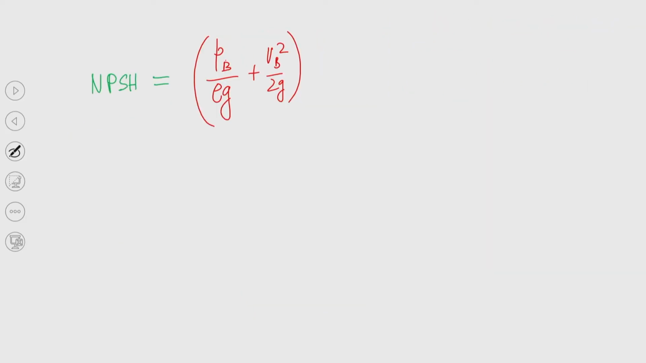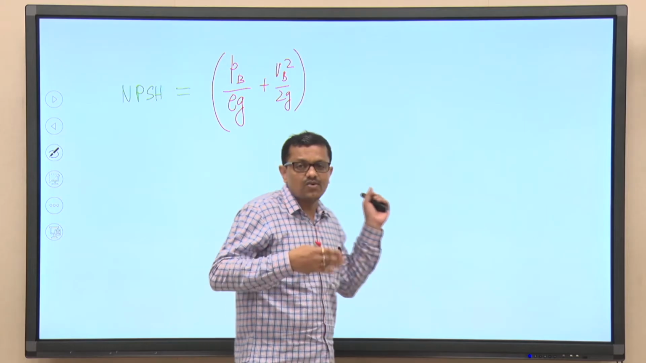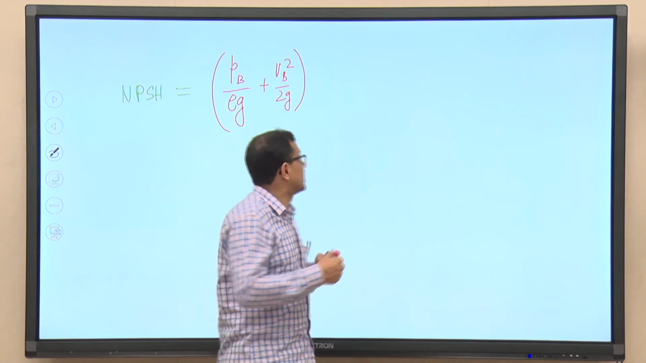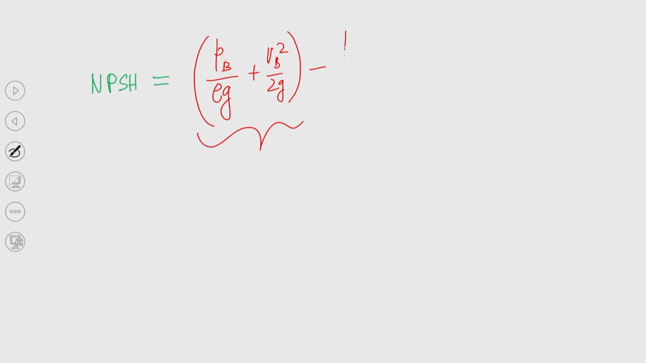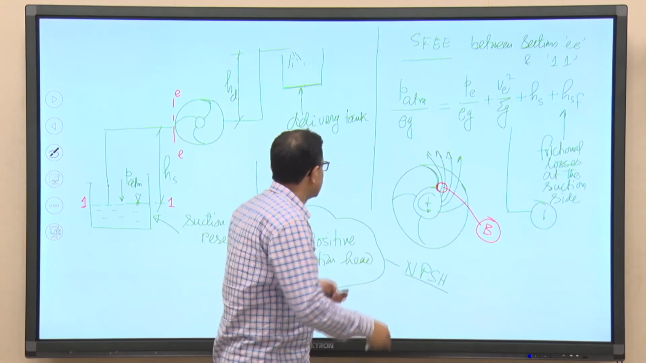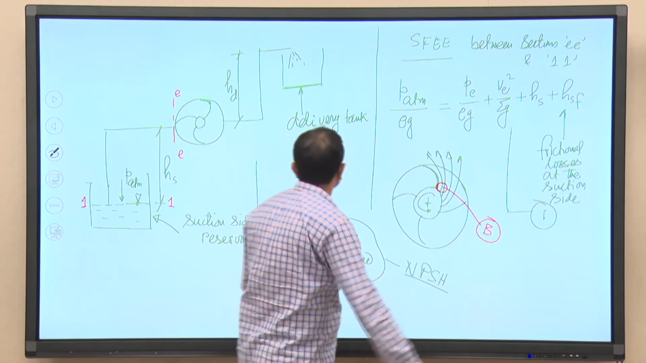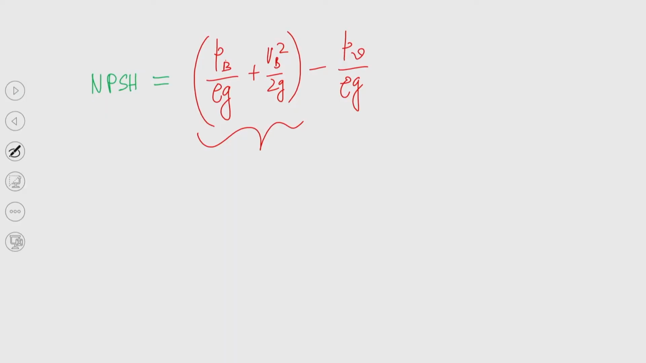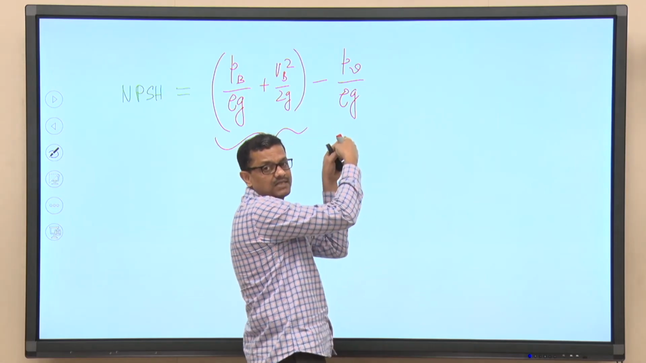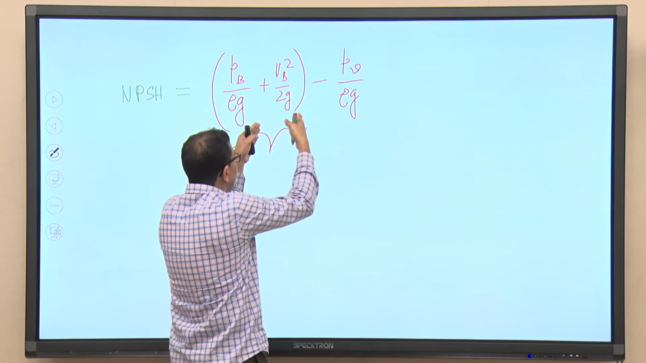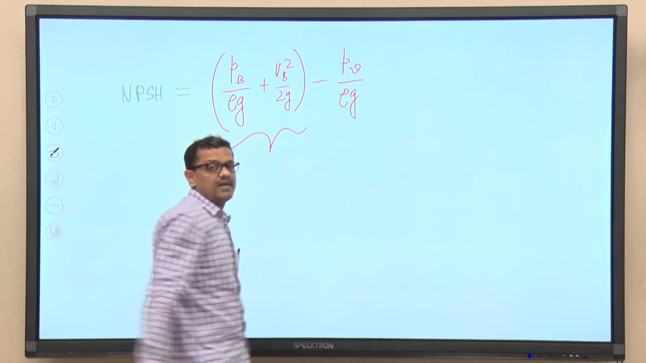Now, this is not the net. In this context the word net is used to denote whether this quantity is above the vapor pressure of the liquid at the prevailing temperature at this particular place, right. So this is the total head available at section B. This is the vapor pressure head at section B at that prevailing temperature. So the head on the top of this head is the net positive suction head.